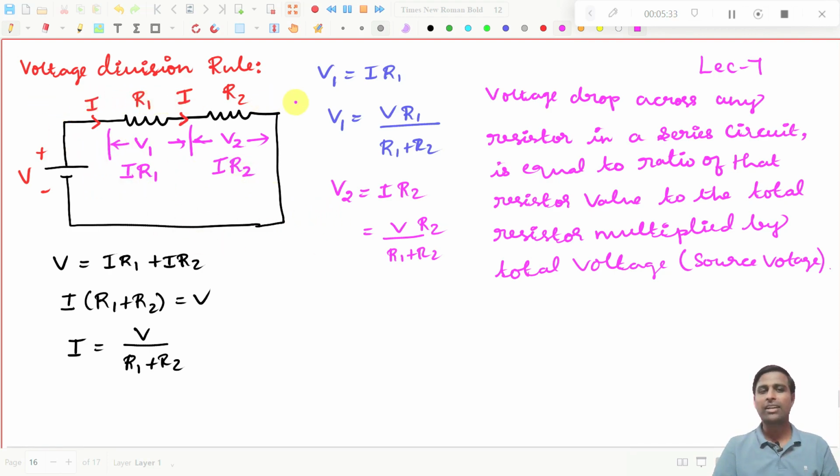This is the voltage division rule. And we will see another important thing. This one we apply very rarely. We don't use the current division rule often, but the voltage division rule we use frequently. That I will explain now.